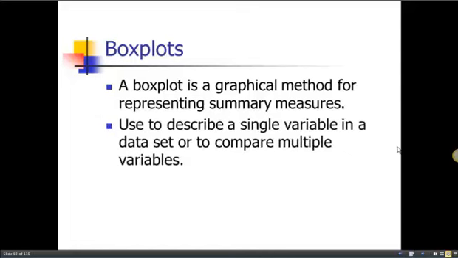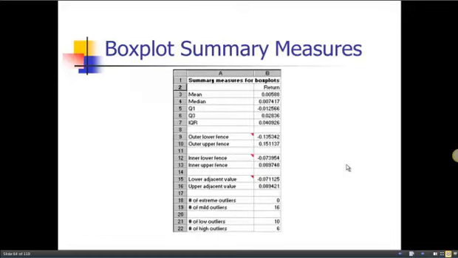So we can use it to describe a single variable in a data set or to compare multiple variables. And they're quite useful, and you'll see them often presented in different contexts. So I thought it's probably worth spending some time talking about here.